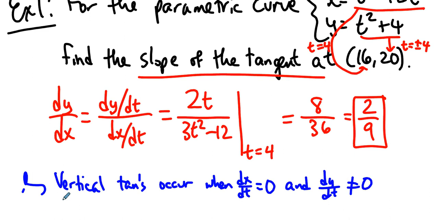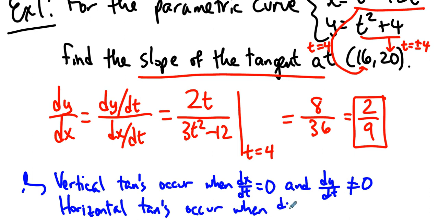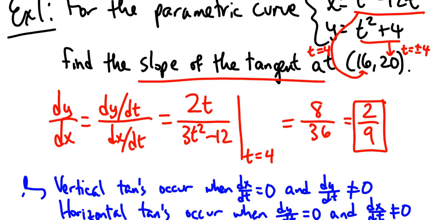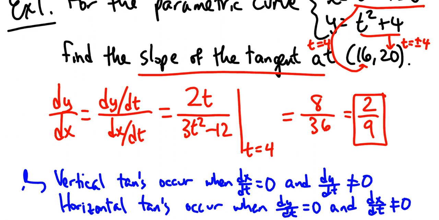And similarly, horizontal tangents will occur when dy/dt is 0 and dx/dt is not, because the numerator of a fraction will be 0 and the denominator of that fraction will not be 0, so the slope of the tangent line is 0. That's a nice thing to tuck away.